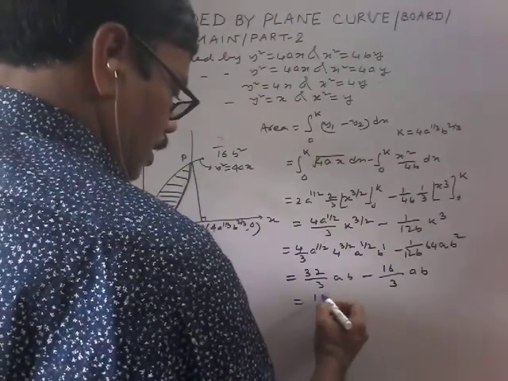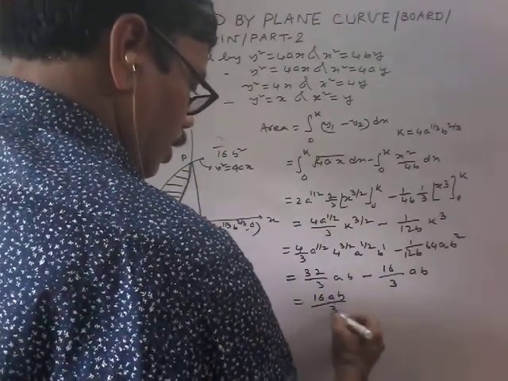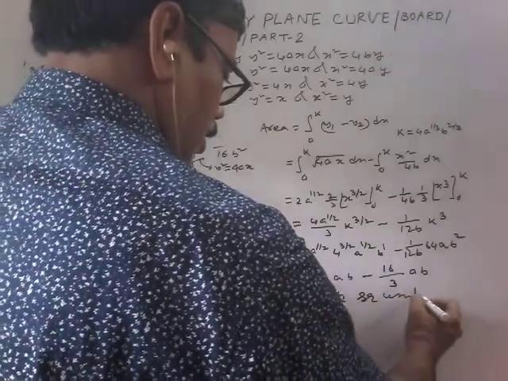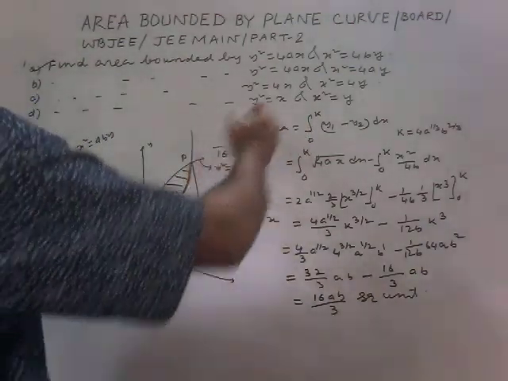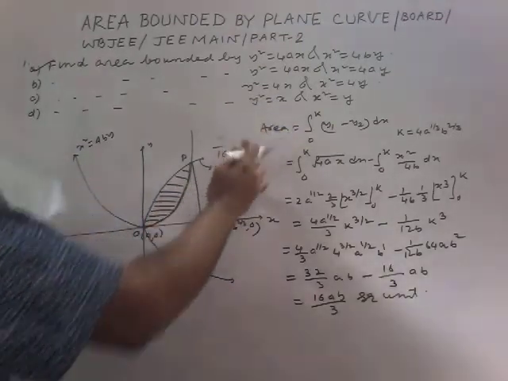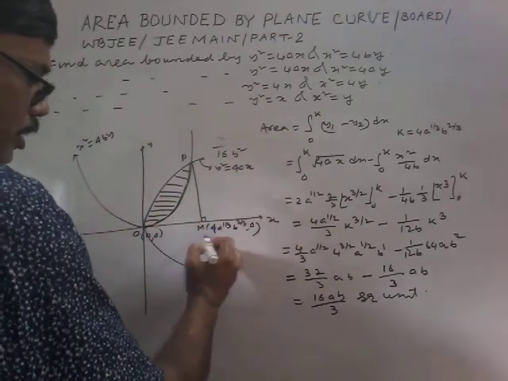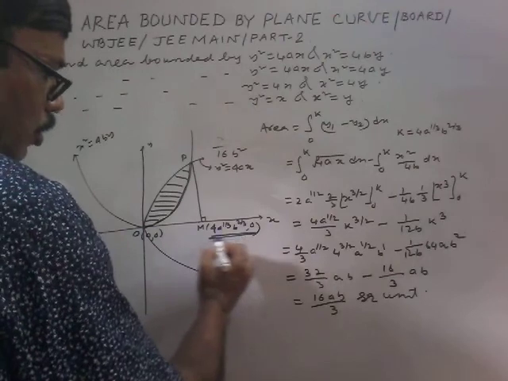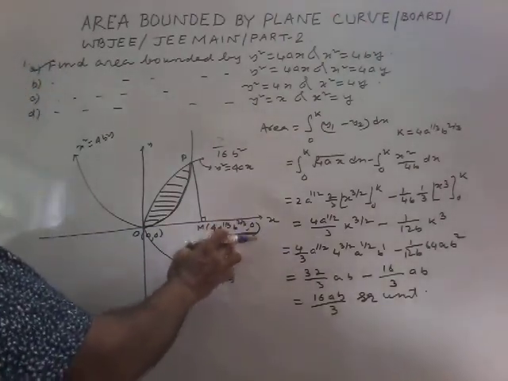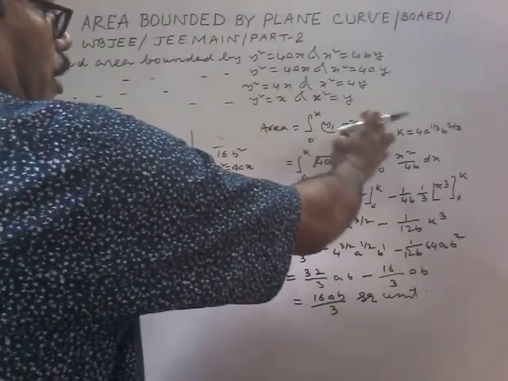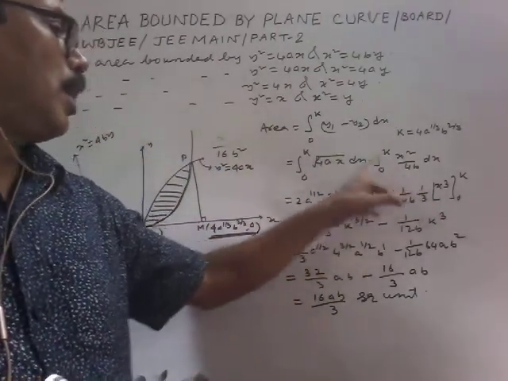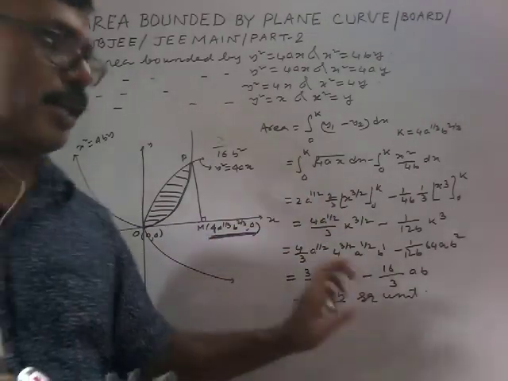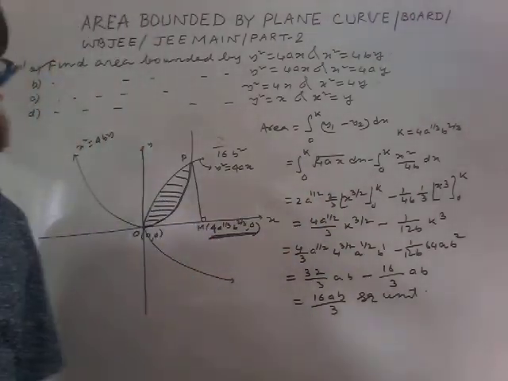So finally 16ab by 3 square unit. So listen again. Two curves are given. The point of intersection x coordinate, one is 0, another is this one. We have taken this as k. So 0 to k, y1 minus y2. Put y1 and y2 and integrate. We get area as 16ab by 3.